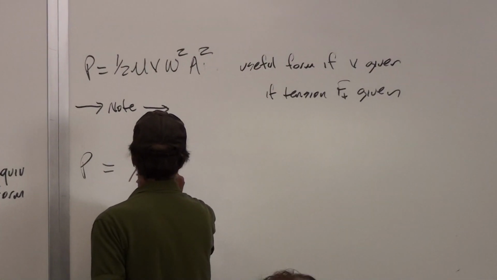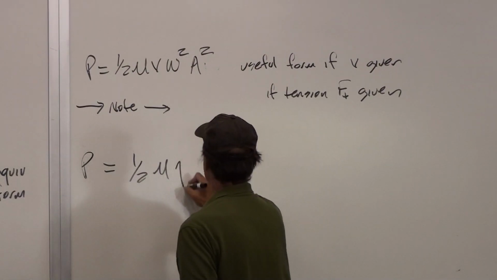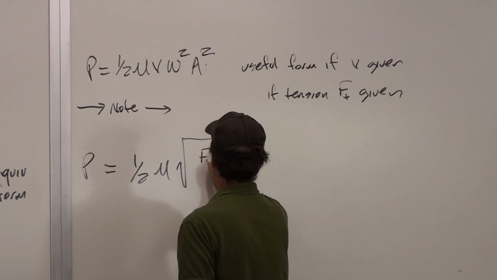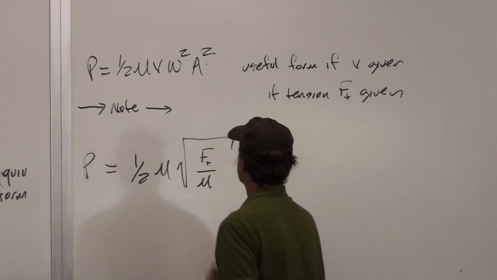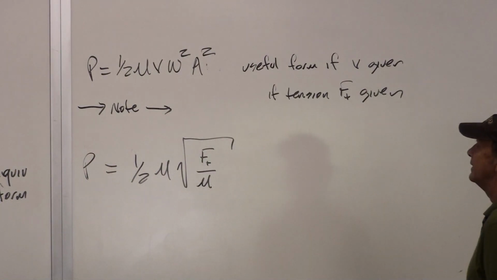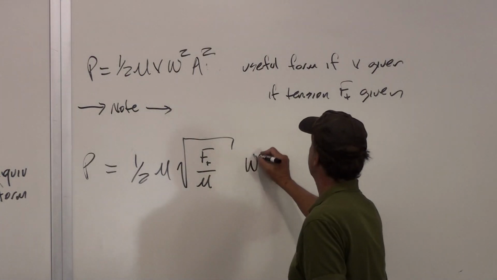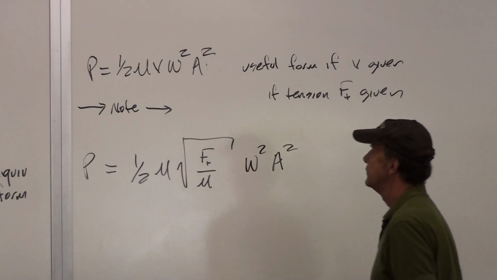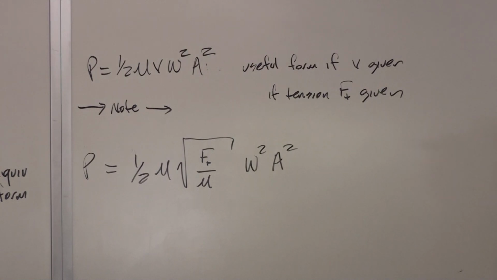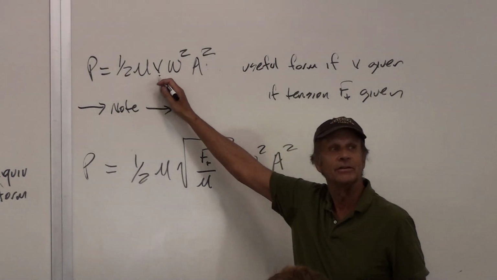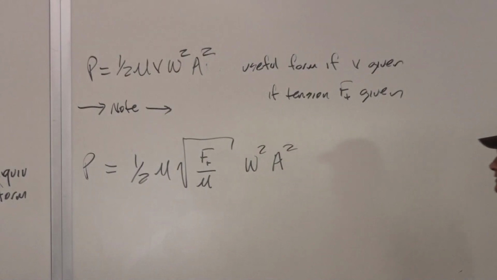One half mu, and then here I'm going to put the square root of the tension divided by the mass per unit length, times omega squared a squared. A lot of times, that's what we're going to know. We're going to be able to measure the tension in a string, let's say, maybe a little easier than we're going to know what the wave velocity is, although we could do a separate calculation to get the wave velocity, and then use that top form.